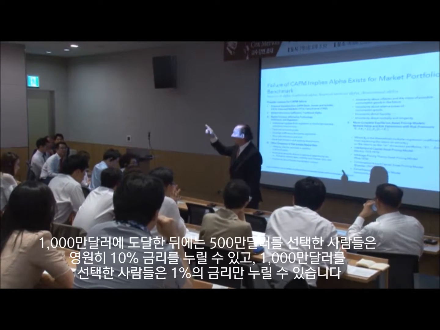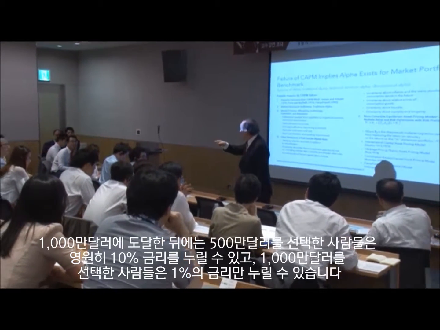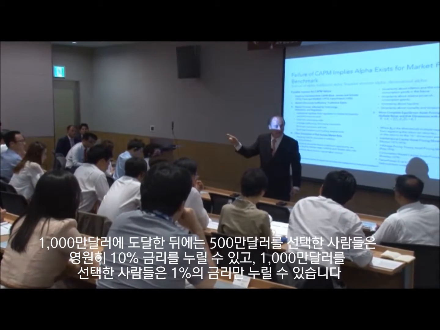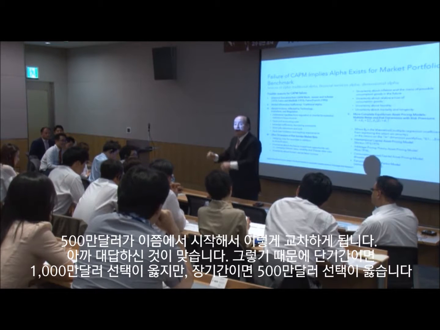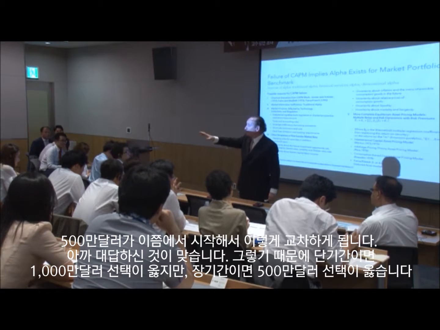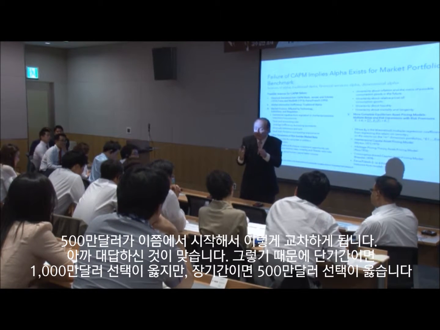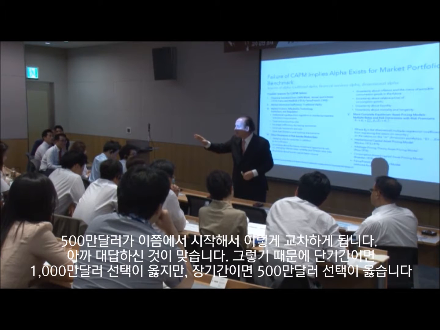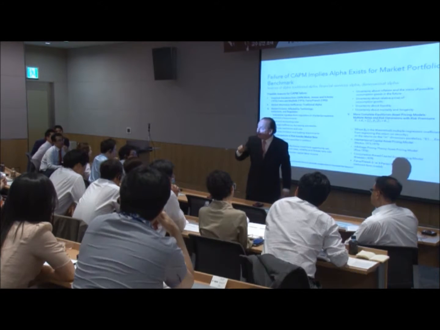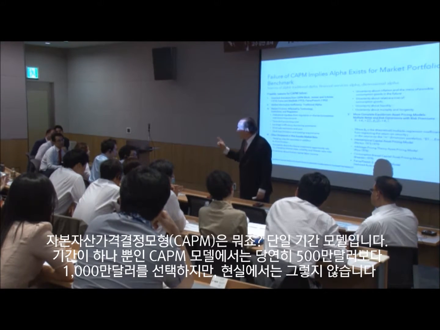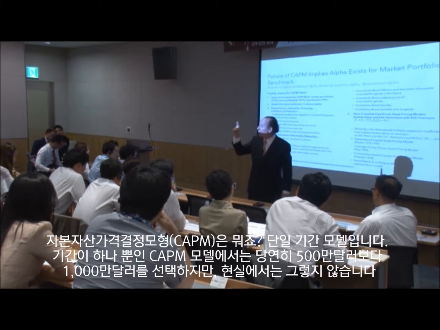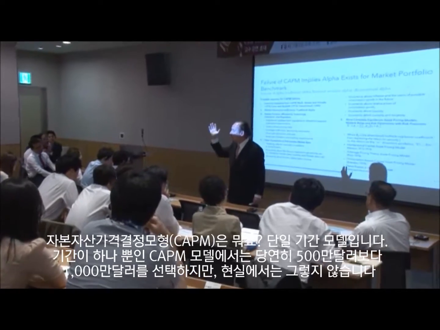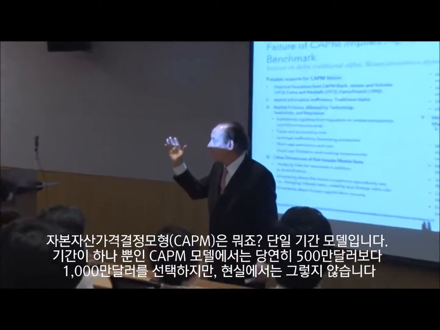Forever after, you make 10% on the 5 and only 1% on the 10. So the 5 starts here and it crosses like that. You see that? So your instinct was right. If you have a very short period, you always pick 5 or 10. What's the CAPM? It's a one-period model. So in a CAPM world where you want only one period, of course you'll always take 10 over 5.